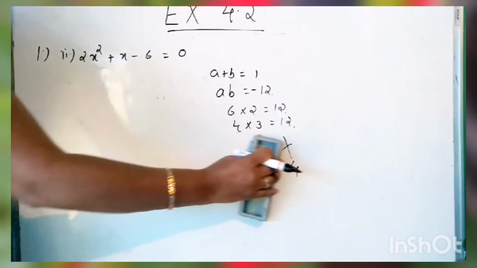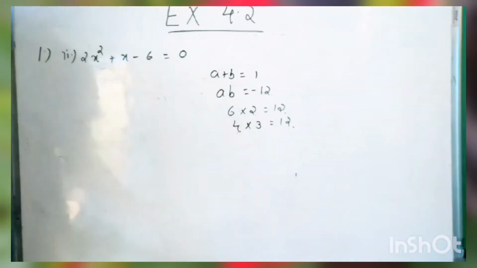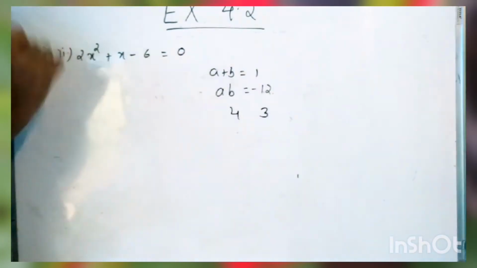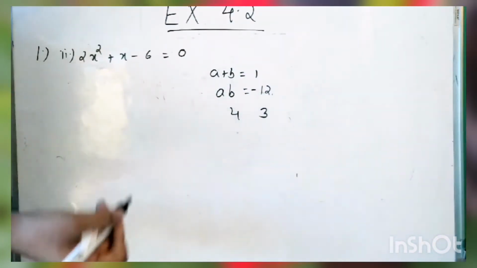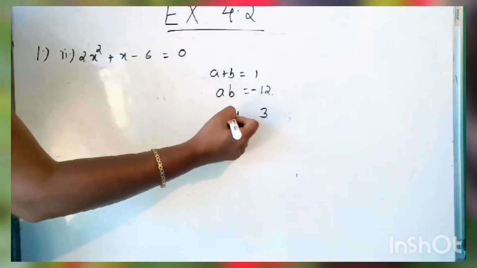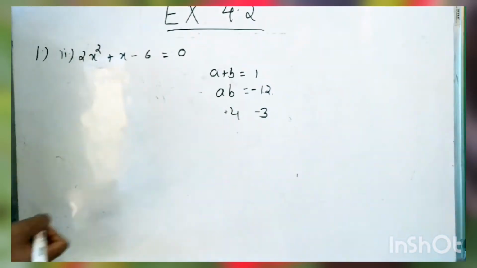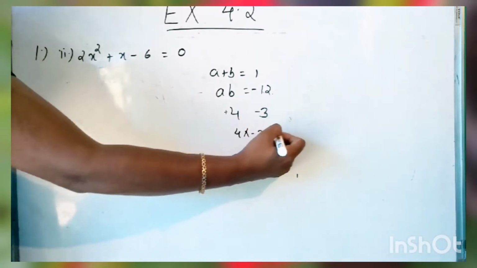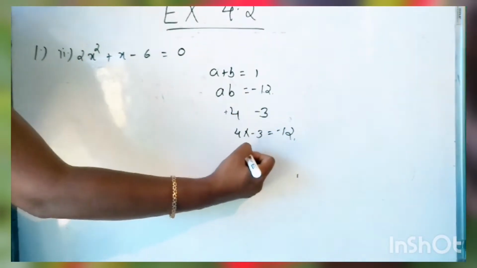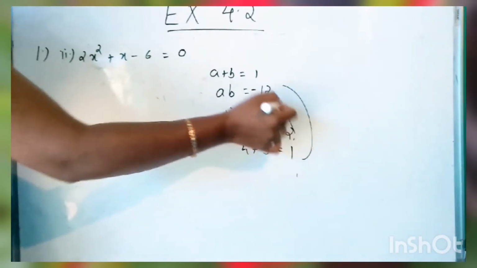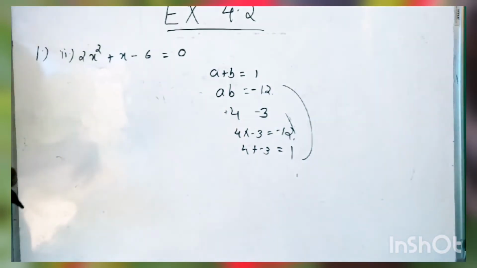So I will consider the next option, 4 into 3. 4 into 3 is 12, and we need to get minus 12, but the sum we need to get positive. Sum is positive means the greatest number is positive. So here the greatest number is 4. So this is positive and this is negative. Now 4 into minus 3, we will get minus 12. And 4 plus minus 3 is equal to 1. So our choice is 4 and minus 3.